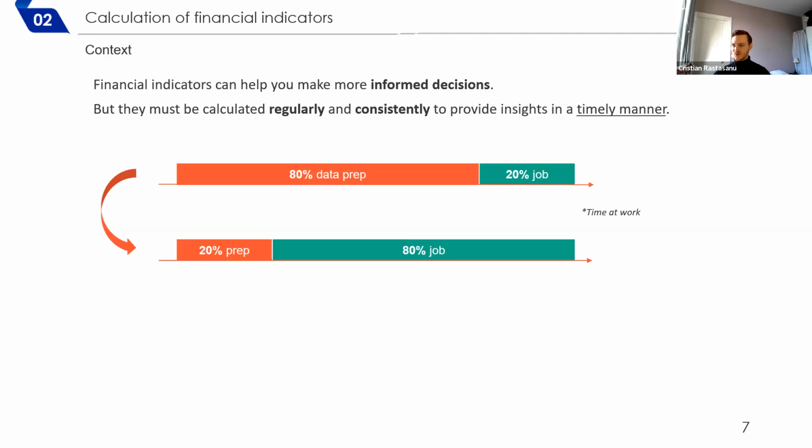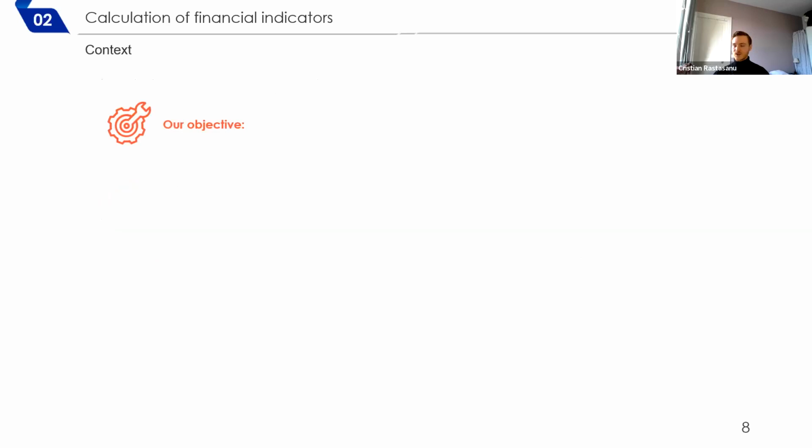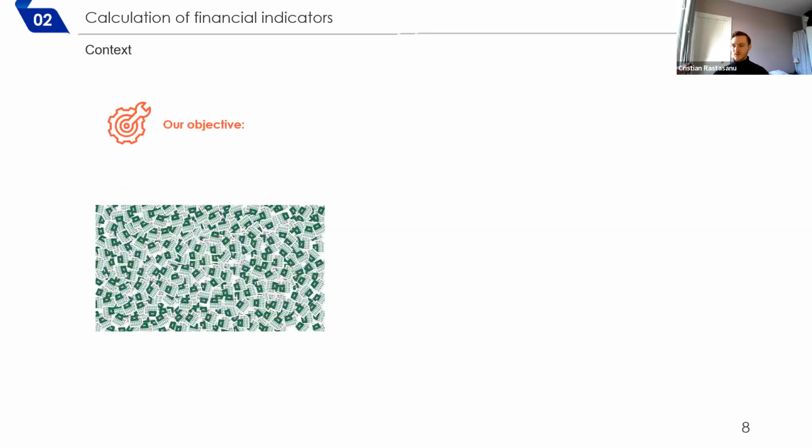That's what we will try to do today. Because the ability to automatize this calculation and get the results when it's needed, so whenever it's needed, not a few days later because we need to prepare some data, actually this gives companies a strategic and competitive advantage. And our objective, though, then it's simple.